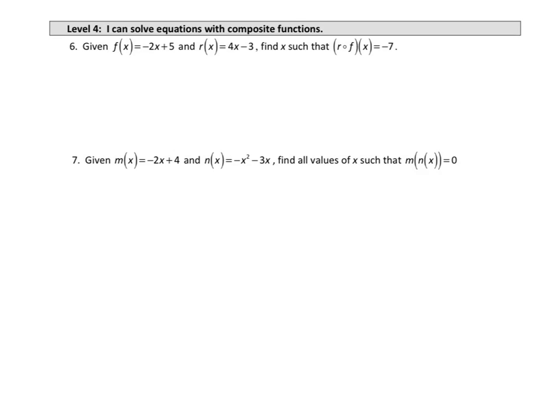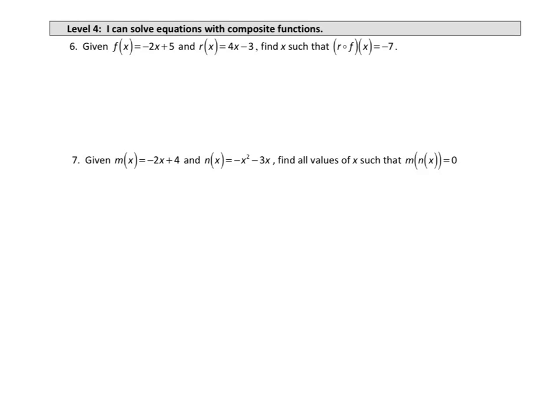Level 4 is going to be really similar to level 3, except that we'll be solving actual equations. So we're going to do the same thing we did in level 3, where we plug one function into another, but then in level 4 it will equal some number, and that gives us an actual equation to solve.